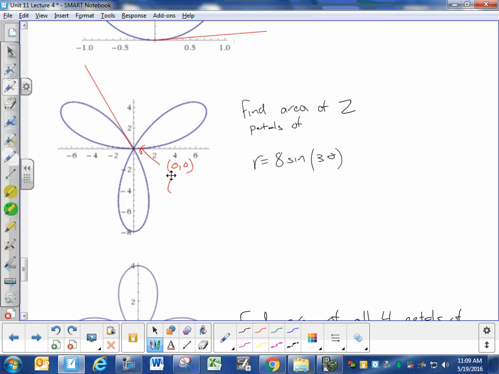We know we have 0, 0, but when we have pi over 3, we are back to 0, right? Because the sine of 3 times pi over 3 is the sine of pi, which is 0. Which means when I go to 2 pi over 3, I'm going to be back to 0.